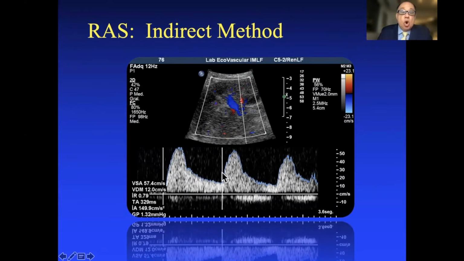We have an abnormal wave pattern, and we can see here a prolonged acceleration time of 329 milliseconds, and we have a decreased acceleration index of 149, according to the two criteria I already showed you in the previous slides.